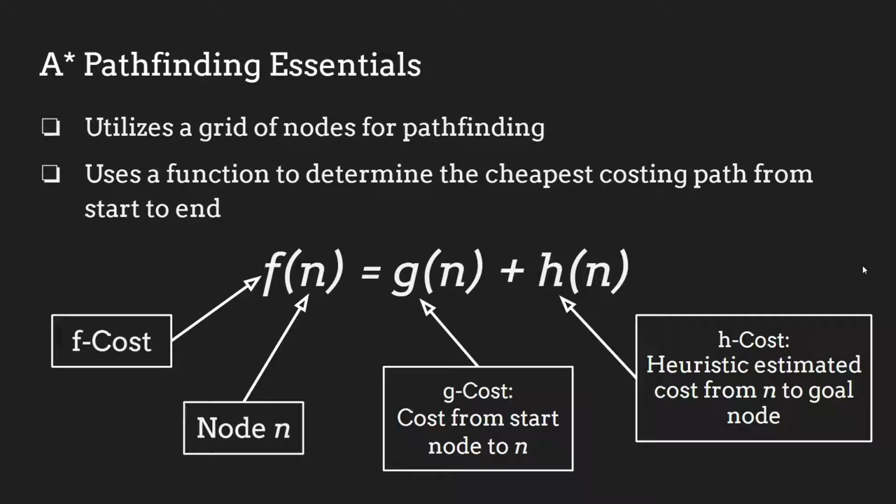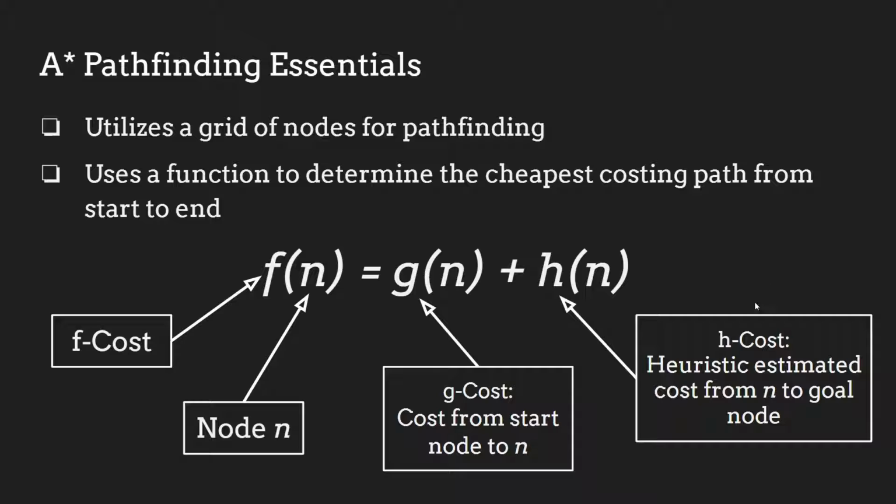So what is A-star pathfinding? Well, it's a method for pathfinding. The basic premise of it is that it involves generating a grid of nodes that it uses to find the cheapest costing path from node to node, from the starting node to the ending target node.